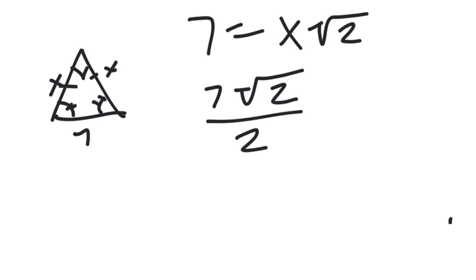Now, if we want to find the side lengths, we plug in 7 for x root 2 because that's the hypotenuse, so 7 root 2, and because there's two sides, you divide it by 2, and you can leave it in this form because it is more precise than rounding to a decimal. And this would be the length of the sides of the right isosceles triangle.